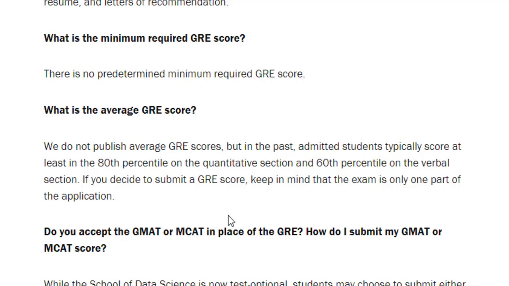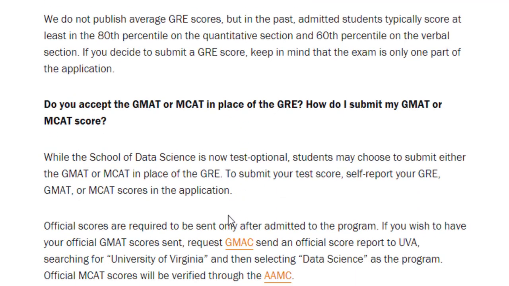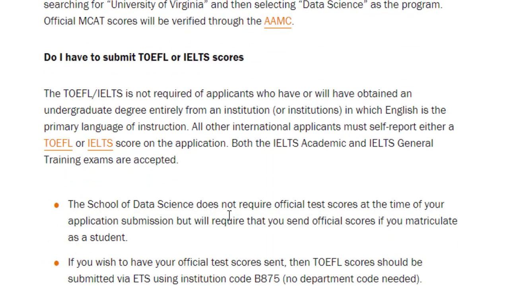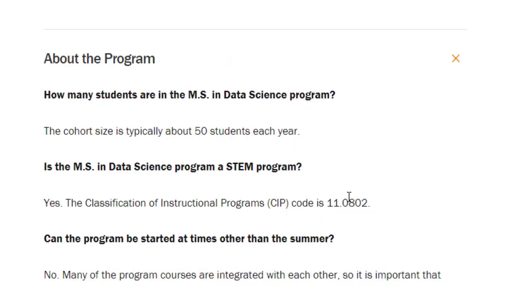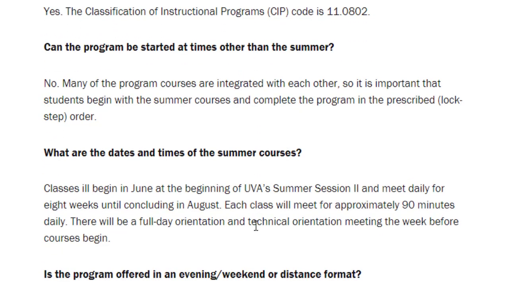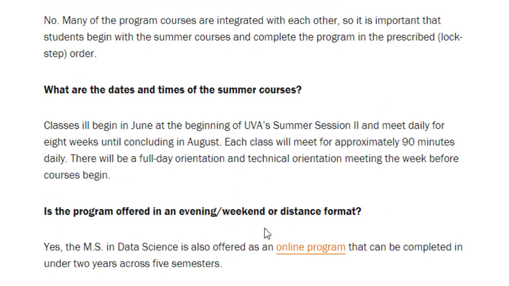And do you accept GMAT or MCAT? Yes, they do accept GMAT and MCAT as well. Do I have to submit TOEFL or IELTS? As I already told you, you have to give TOEFL or IELTS only if your language of instruction is not English. Can the program be started at other times than the summer? No, this only starts in the summer. And is the program offered in evening, weekend? Yes, this program is offered in an online format as well, so you can go look at that as well. It is completely remote.